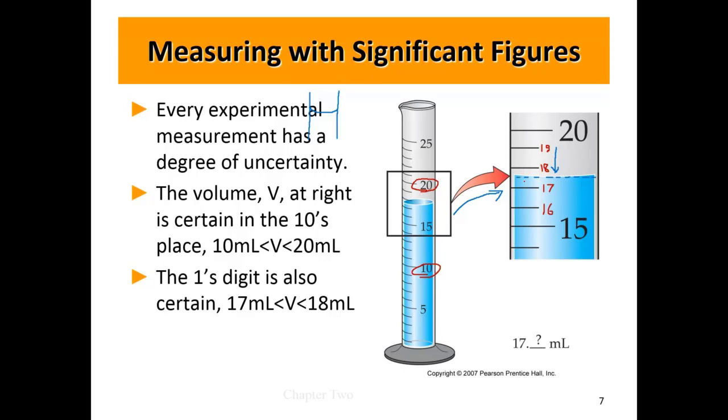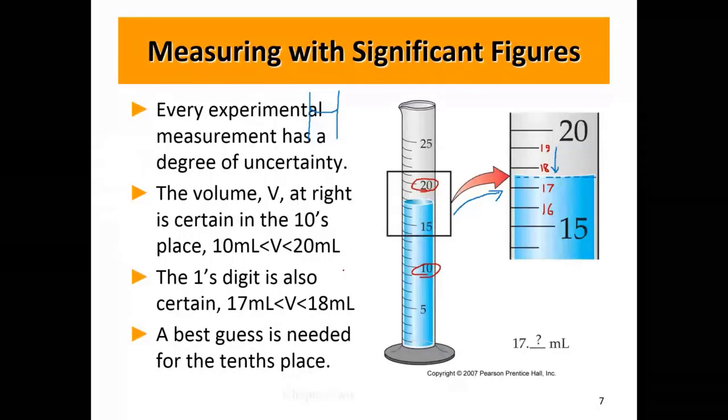But you can see clearly with these markings, I've labeled them. They're not labeled, but it's 15 and 20. I've labeled them 16, 17, 18, and 19, and then there's 20. So there's 5 intervals, and I've labeled these markings. I can see clearly that the volume here is in between 17 and 18, right? So I know that this is 17 point something. The ones digit is certain.